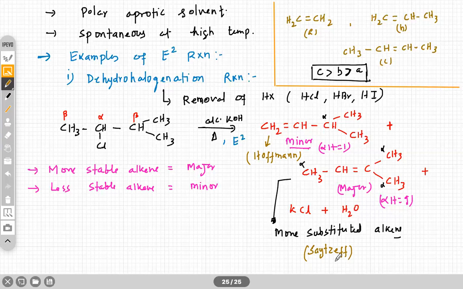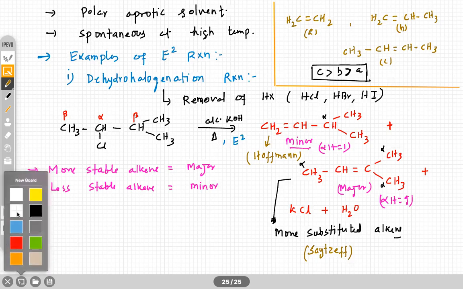Saytzeff is the major product we have. The minor product is the Hoffman product. Must remember, this term is very, very important. Again, I'm repeating: more substituted alkene is Saytzeff, less substituted alkene is Hoffman. Okay, some more examples we'll see.